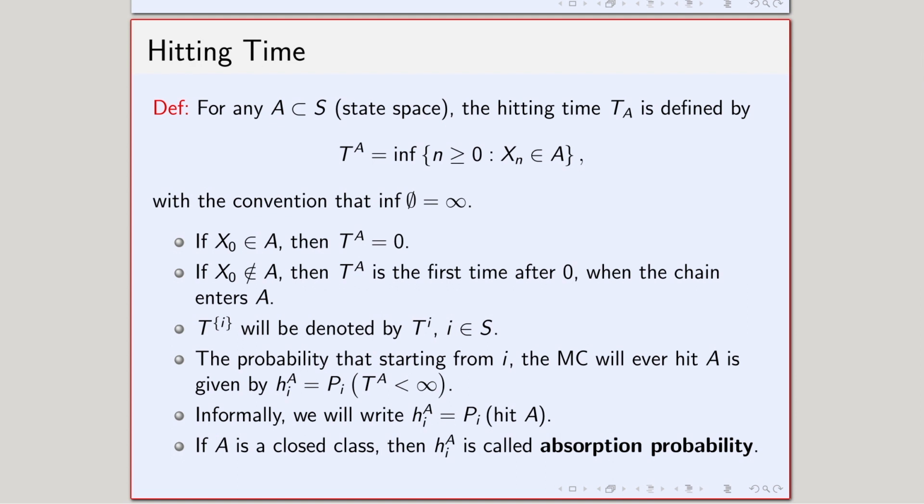Hitting time basically means when I enter into a subset of the state space. So, the definition of the hitting time goes as follows. Suppose A is a subset of S, our state space. So, if this is the state space and suppose this set is A, this consists of some states, maybe multiple states, maybe a single state, anything is possible.